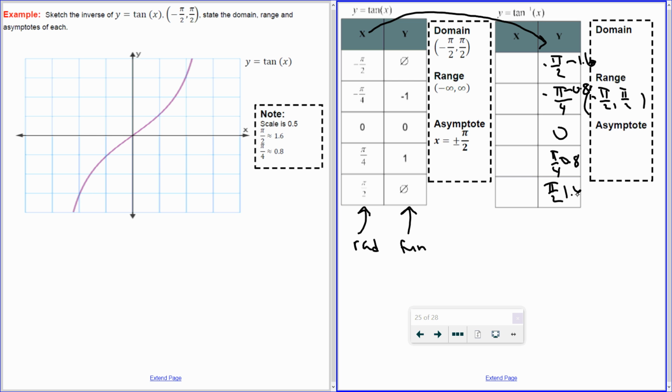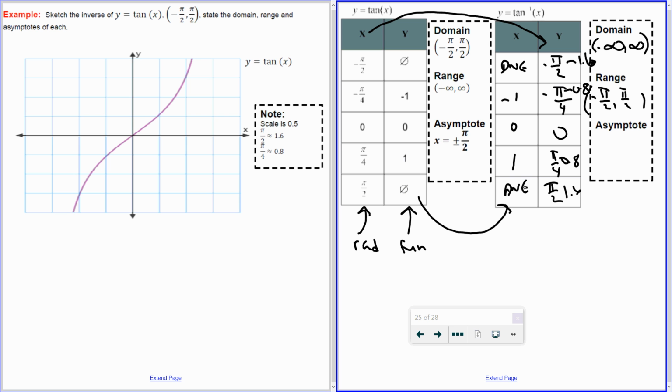Okay, so now that we've got that, let's now do the range of the function. So the range of the function, because tangent extends infinitely in both directions, was negative infinity to positive infinity. That will, by definition, become the domain of the inverse. So negative infinity to positive infinity. And then I'll take all of my range values, and those will become my domain of my inverse. So this does not exist. This is negative 1, this is 0, this is 1, and this does not exist.